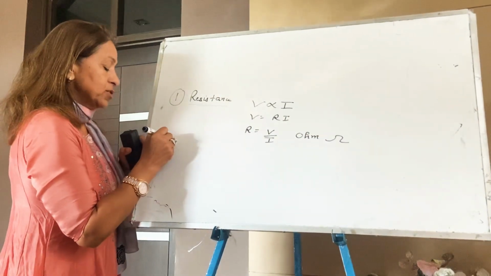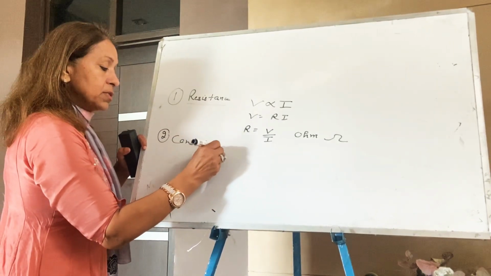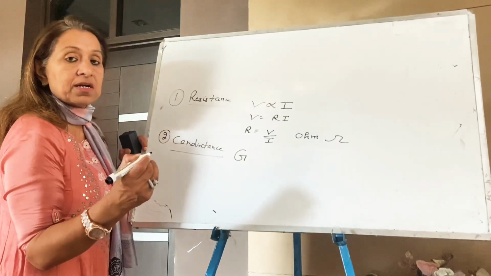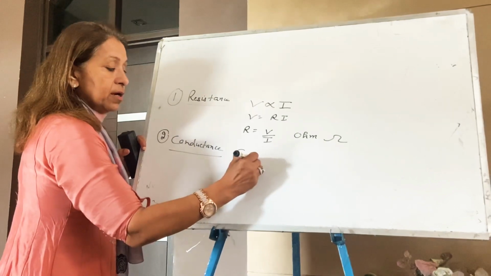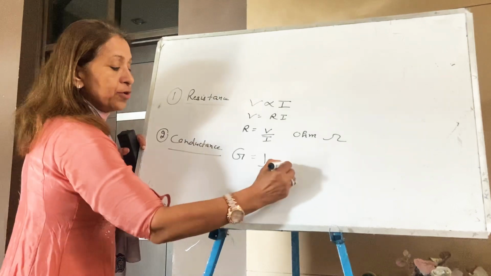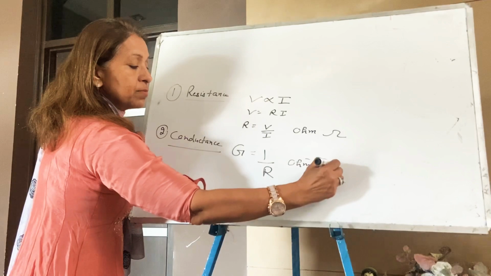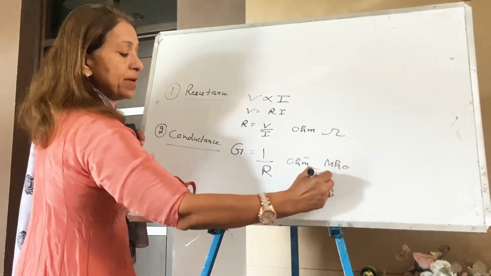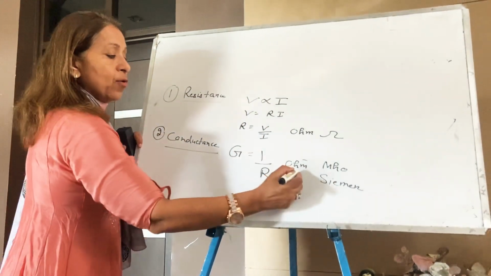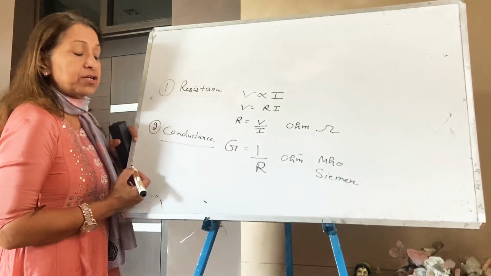Second general term is conductance. Conductance is represented by G in chemistry, not C, because C is the concentration of solution. Conductance is the reciprocal of resistance. The unit of conductance is per ohm, or mho, or Siemens, S-I-E-M-E-N. So it is the conductance general term.